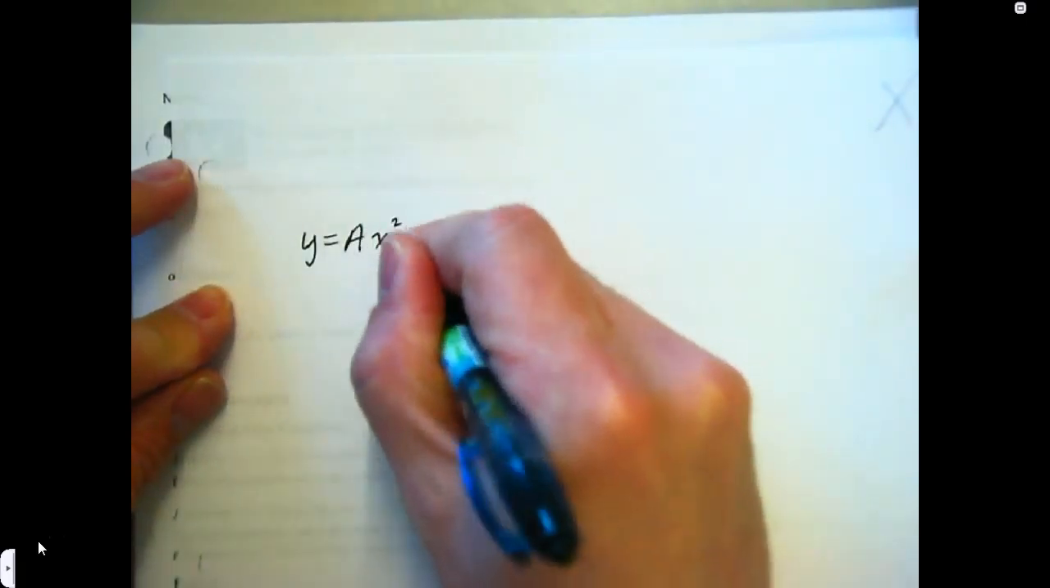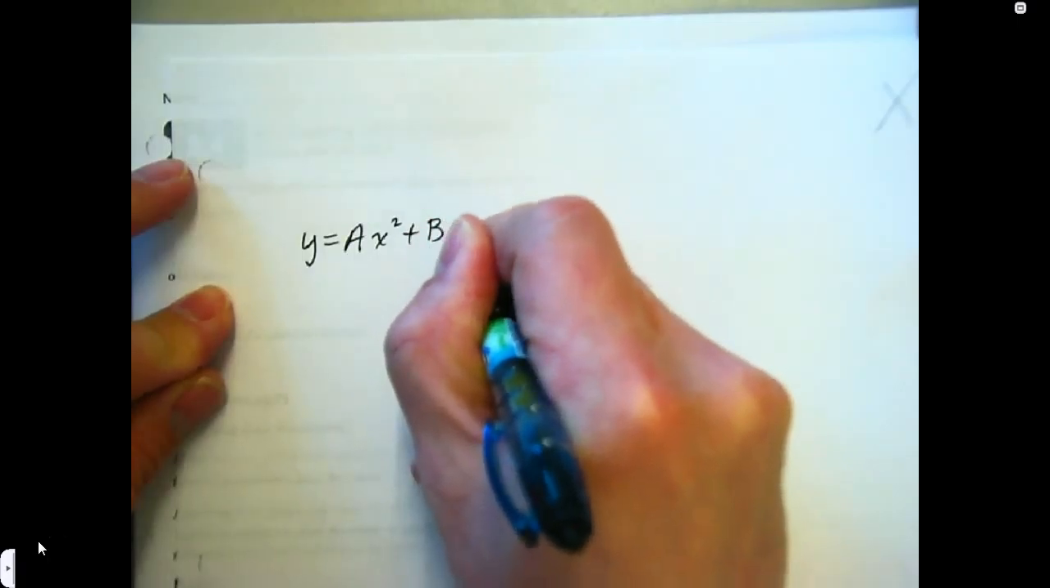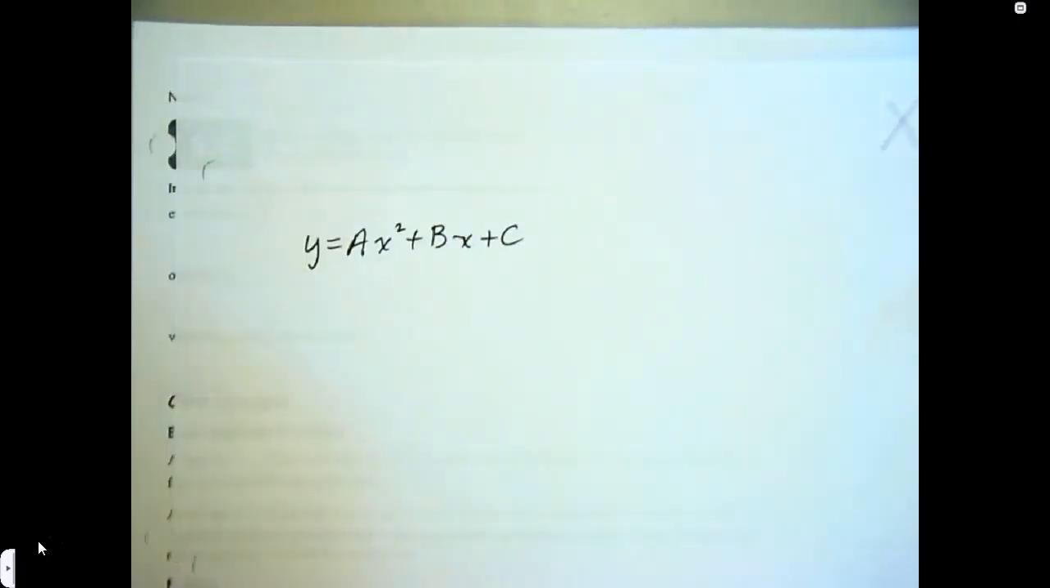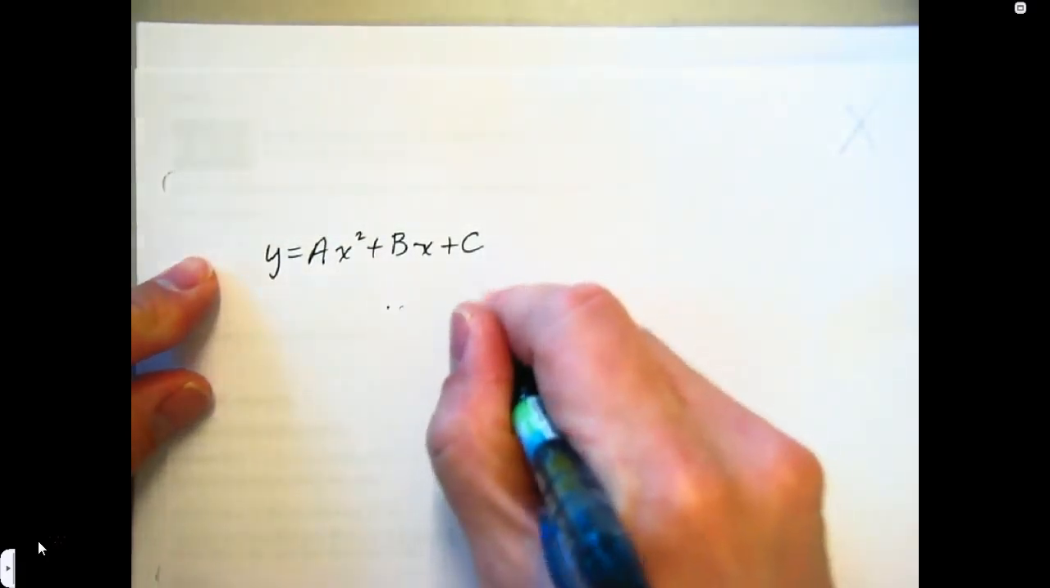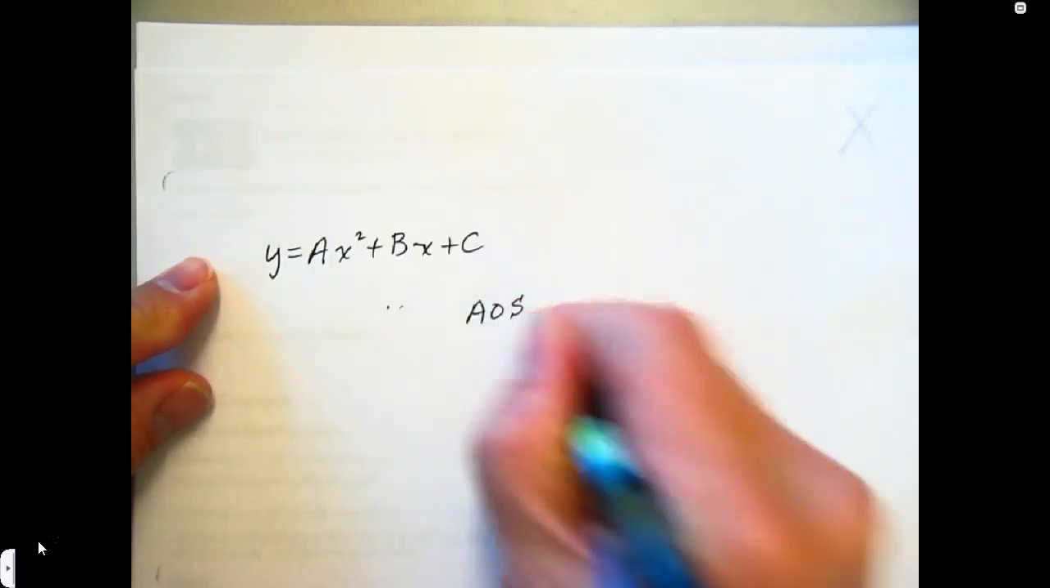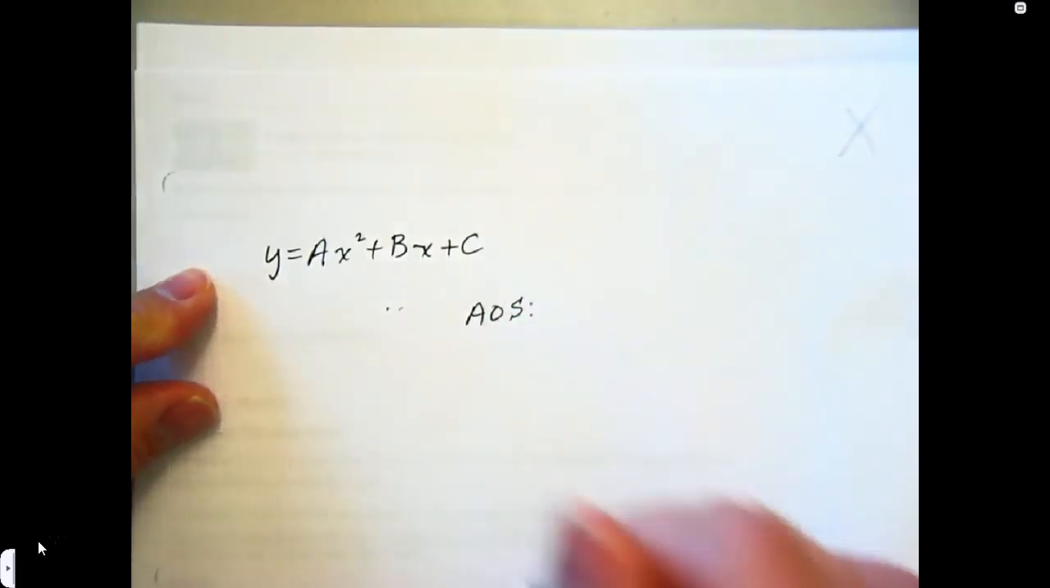You have graphed functions in the form of y equals ax squared plus bx plus c. That's where we're at right now. You have found that the vertex and the axis of symmetry, you have special equations for those. Tell your neighbor the equation for your axis of symmetry.